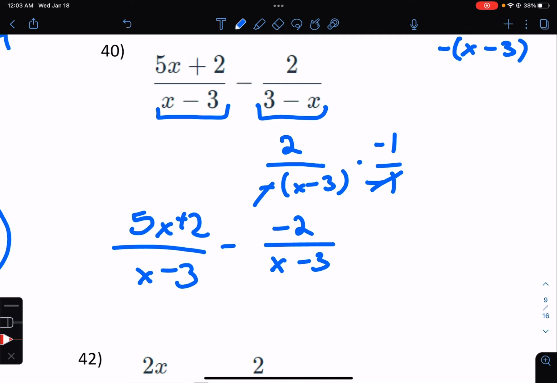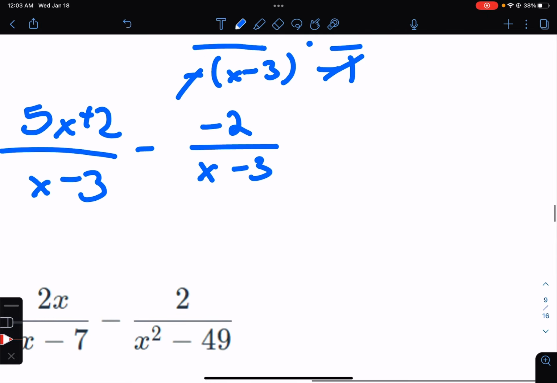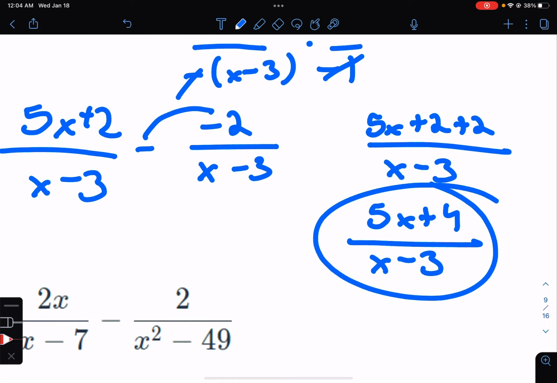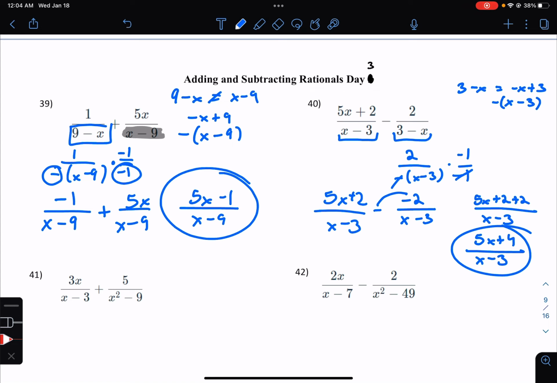Now, again, we have our common denominator. All we need to do is, well, in this case, we do have a minus sign, so we have to distribute. So we end up with 5x plus 2, because we distribute that negative over x minus 3, which is going to give us 5x plus 4 all over x minus 3. All right, next one.